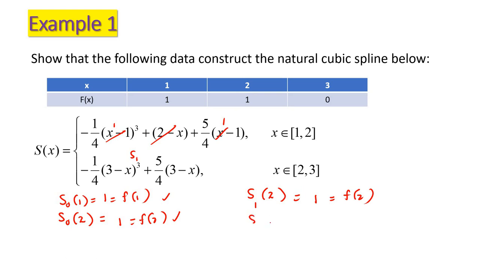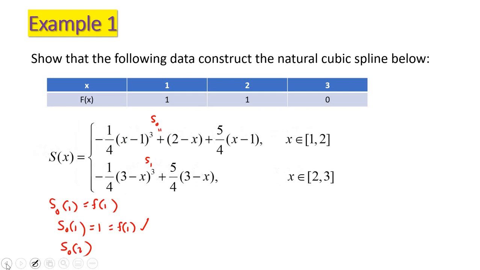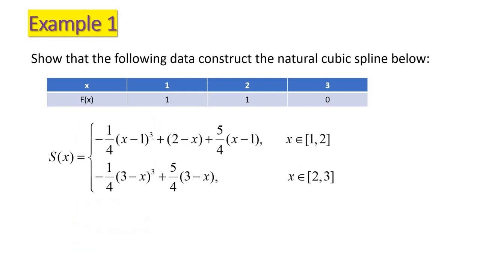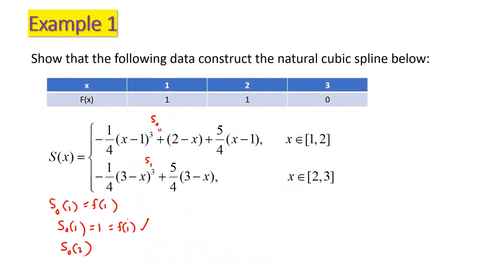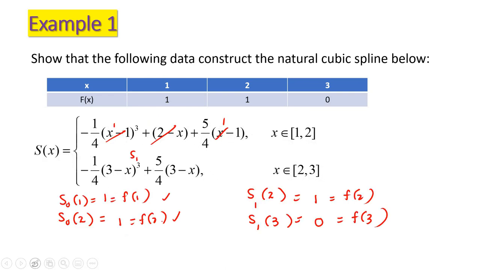And then you can show S1(3). So 3 minus 3 is 0, which is equal to f(3). So we show that it is satisfied. That is the second condition. And then actually the third condition exactly means S0(2) will be equal to S1(2) equal to 1.